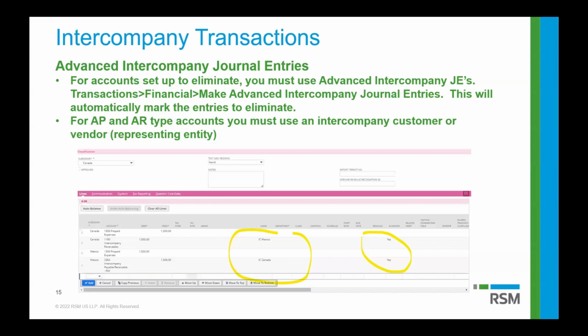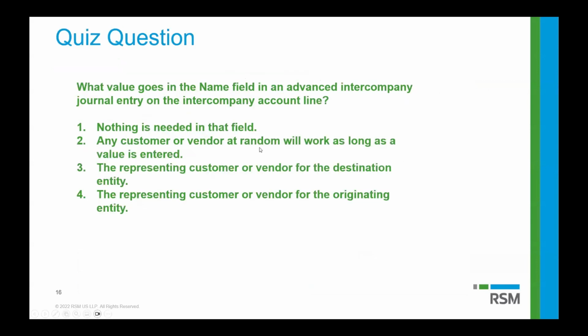It will default these to yes. You can untick these, unfortunately, and you can post them. And the problem there is that even though it will give you a warning, it will let you proceed, and you can end up with entries that are not balanced from an elimination standpoint. It'll warn you that your entry is not balanced from an elimination standpoint, but it doesn't actually stop you from doing it.